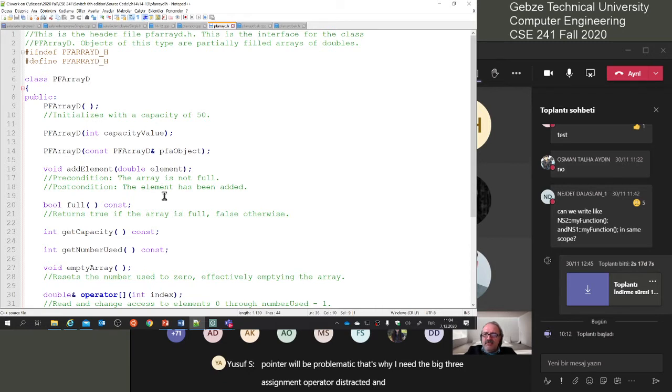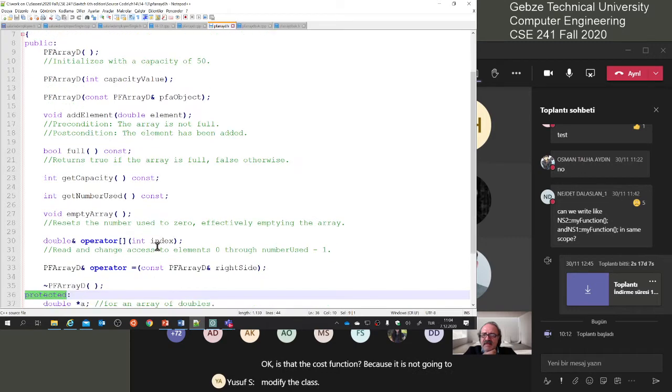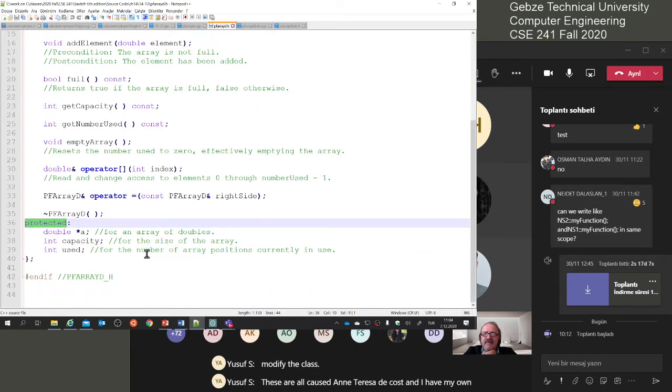Two constructors, you all remember this. Add element is not a const function because it is going to modify the class. These are all const. Empty array is not a const, and I have my index operator and everything. Okay, good. So I know this one.